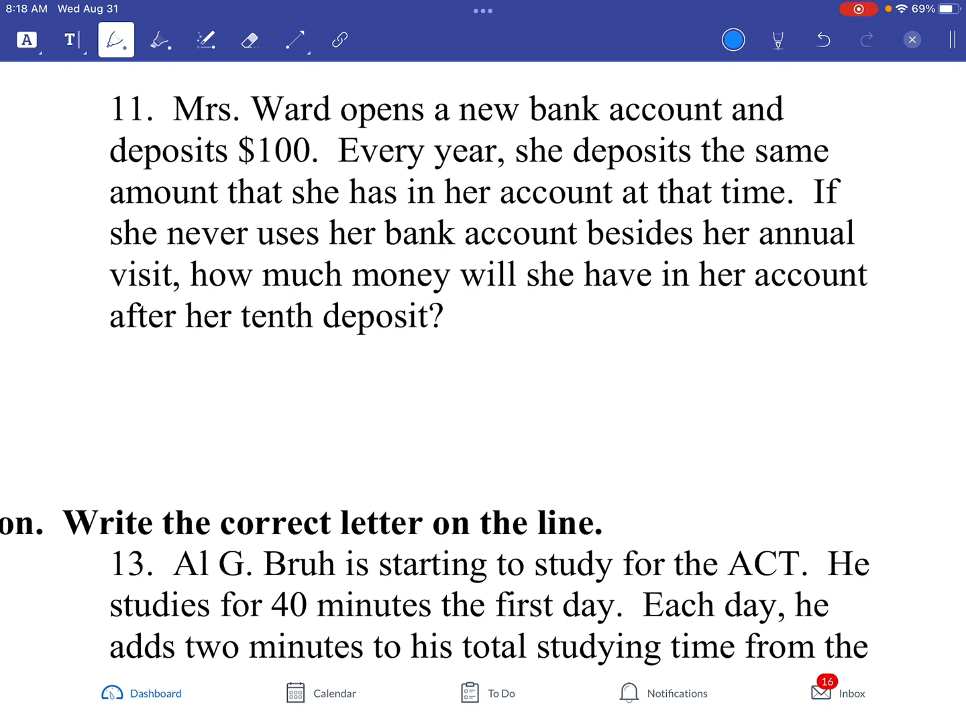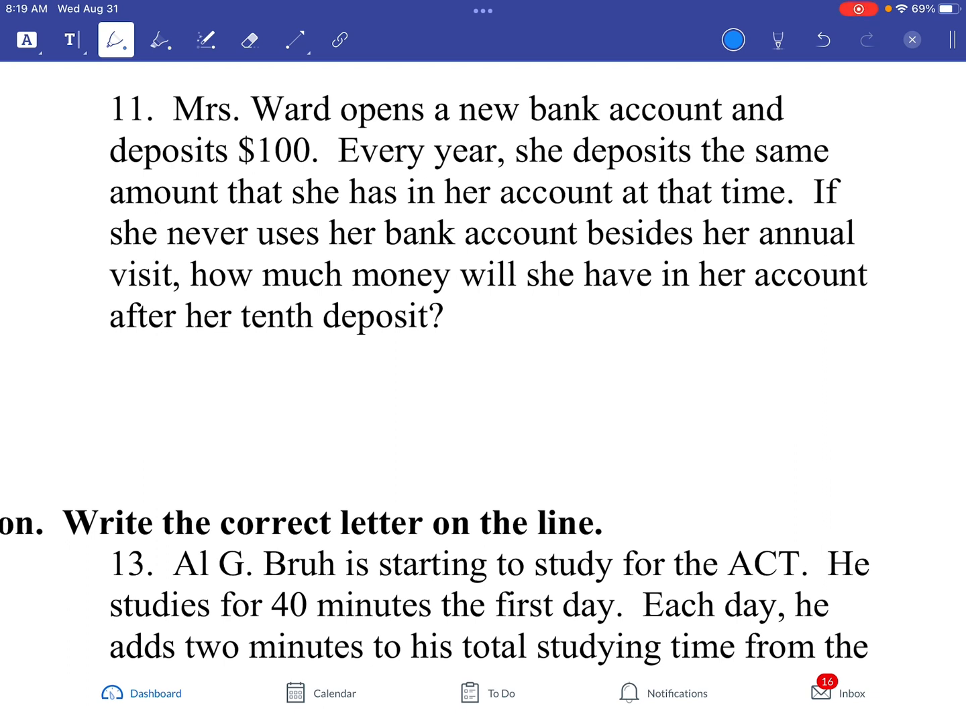Okay. Now this is a strange one because of the way banks work. This sounds like it would be a partial sum, but it would be just an explicit because she's just depositing money and it's not adding itself up as it goes along every year.